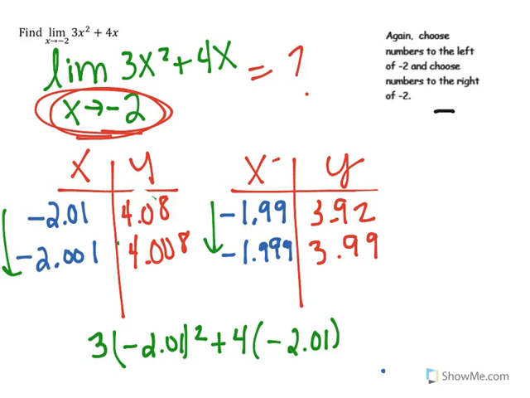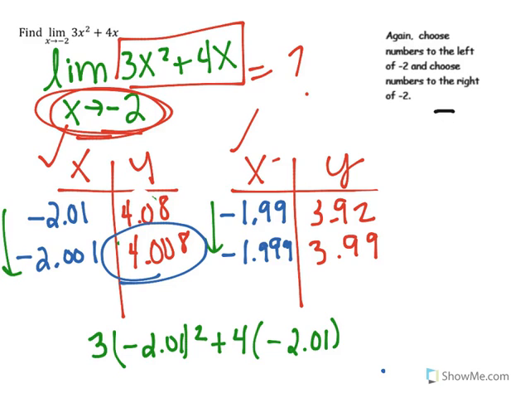Okay. So what I did was I created two different tables. Two values to the left of negative 2, two values to the right of negative 2. So you can see those two different tables. I plugged them into my function. My function is 3x squared plus 4x. And I'm going to look at the two values that are closest to negative 2.